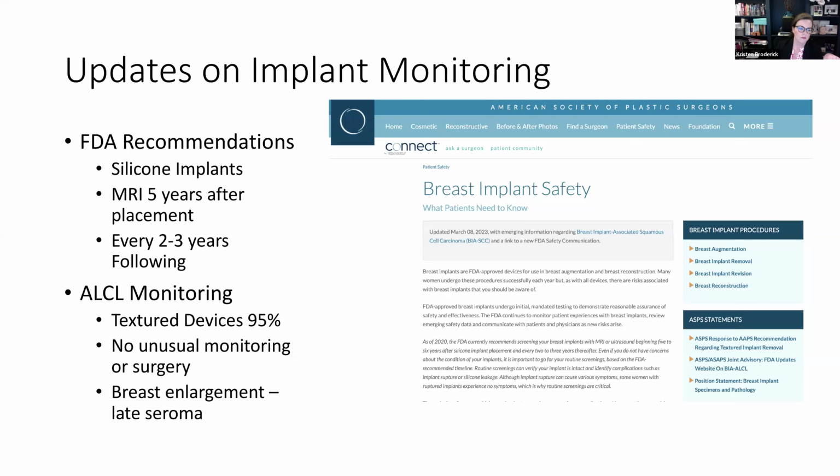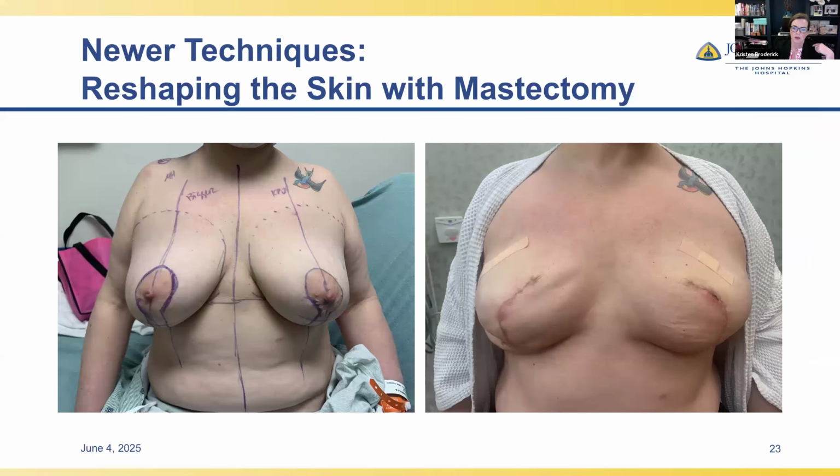For monitoring for the very rare lymphoma called ALCL, that was predominantly associated with textured devices, which have been taken off the market, there is no unusual monitoring. So we monitor like any other device. But if you do notice an enlargement or a late seroma of one breast, then we do get a little bit more interested. That's the most common presentation. So you'd want to see your board certified plastic surgeon to have that worked up.